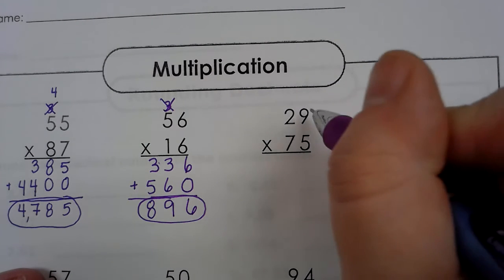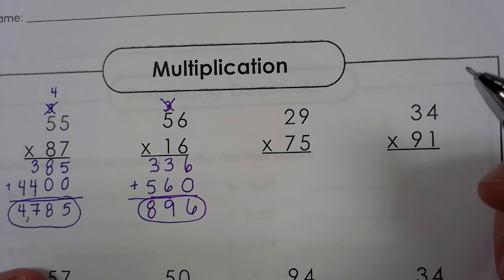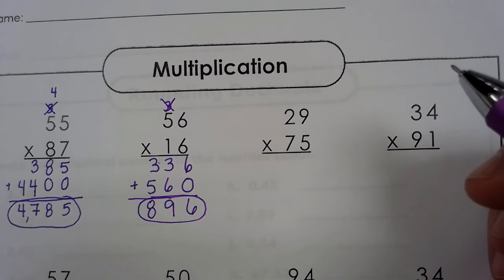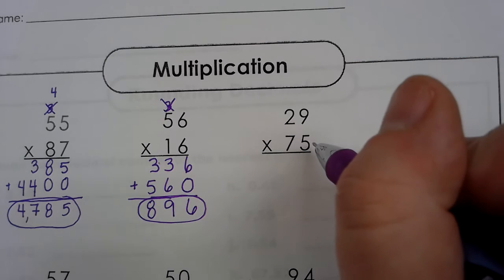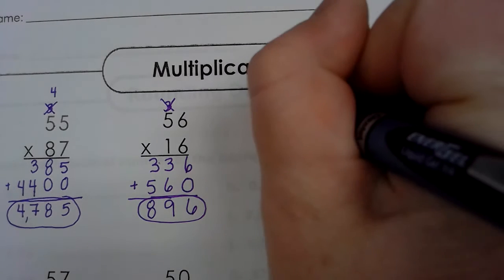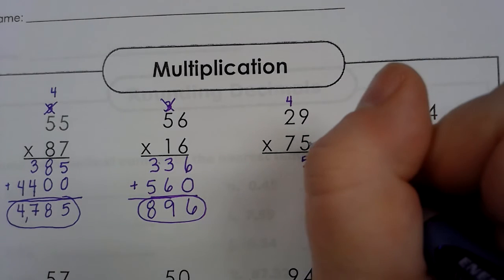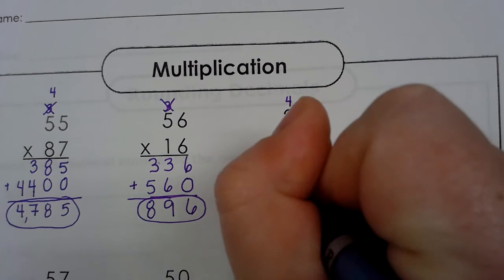All right. So I have 29 times 75. If you know me at all, you know I hate when the little number's on top. I like it when the big number's on top, but I digress. Okay, so I have 5 times 9 is 45. So I have my 5 here, kick up my 4. 5 times 2 is 10, plus 4 is 14.